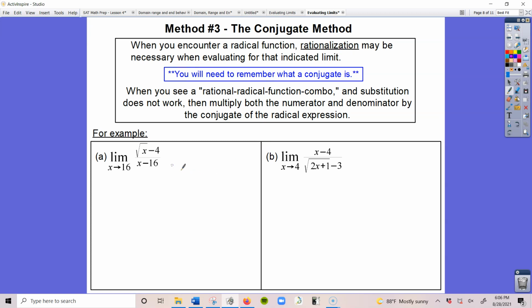Now what you're going to do is multiply both the numerator and the denominator by the conjugate of the radical part of the expression. This is my radical, square root of x minus 4. As a reminder, the conjugate is the same thing, but you switch the middle sign. So the conjugate would be the square root of x plus 4. So I'm going to multiply both the numerator and the denominator, which really, if you think about it, is just multiplying by 1, because anything divided by itself is 1. So I'm not changing my function in any way. I'm just changing what it looks like.